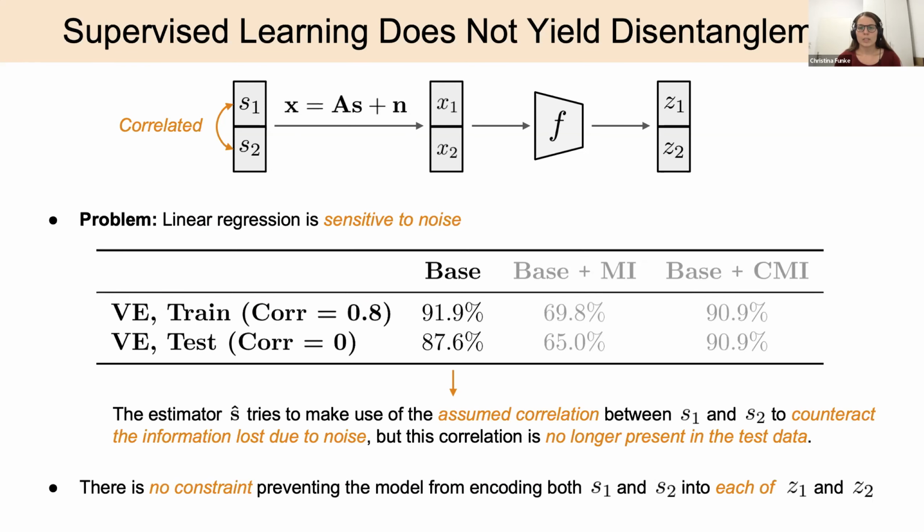We find that the variance explained drops when the correlations change during testing. The reason for this is that the estimator makes use of the correlation that is present in the training data to counteract the information that is lost due to the noise. However, this correlation is no longer present in the uncorrelated test data, which results in wrong predictions. The problem of pure linear regression is that there's no constraint that prevents the model from encoding both S1 and S2 into each of Z1 and Z2.